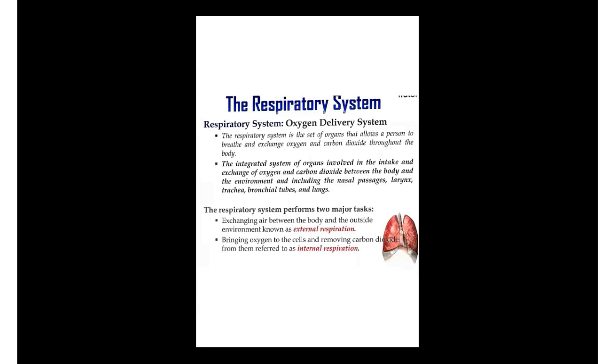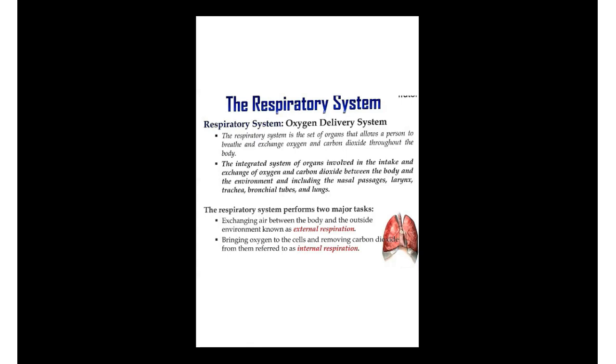Let's start with the respiratory system. As the name indicates, the respiratory system is related to your nasal cavity and your lungs, and the whole process is about the delivery of oxygen to the rest of the body parts. Okay. So the respiratory system is a set of organs that allows a person to breathe, or exchange oxygen and carbon dioxide with the body.